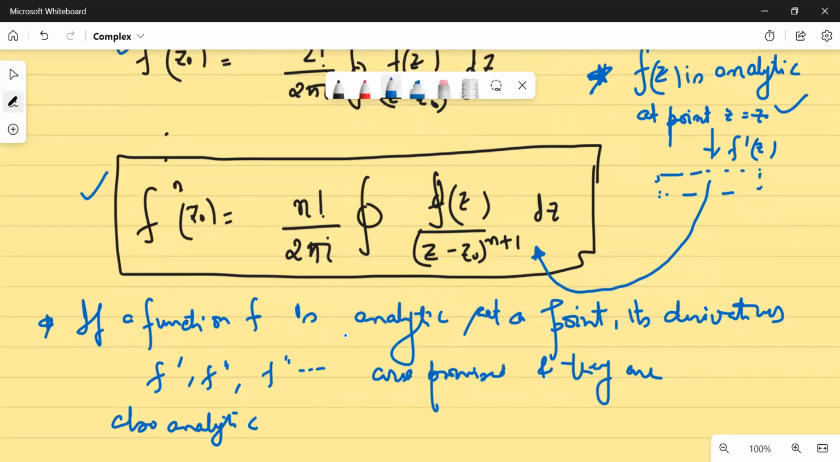So these two are very powerful theorems. Now we will move on to doing some questions with the residue theorem, and let us do a few more questions. Okay, understood?